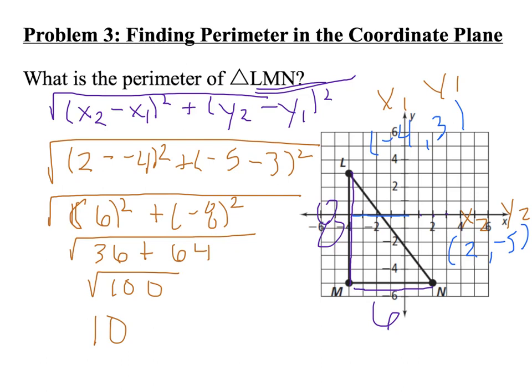So now I got that my third side is equal to 10. But my question was not asking what is the side length of LN, it was what's the perimeter. So now I have to add up my 3 points: 8 plus 6 plus 10. And that's going to give me a total of 24. And I don't have units, so I could just leave it as 24.